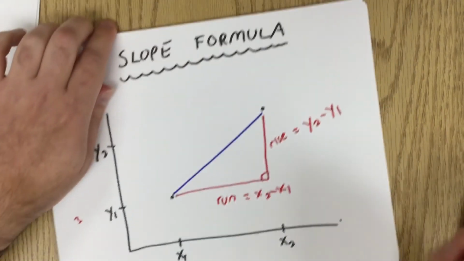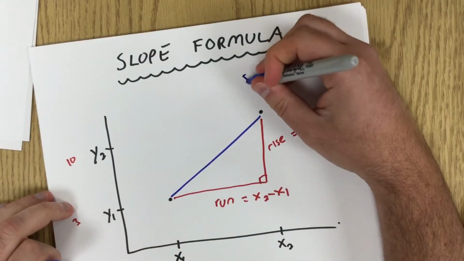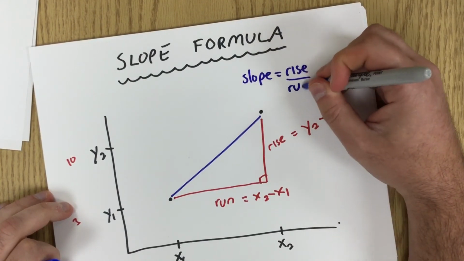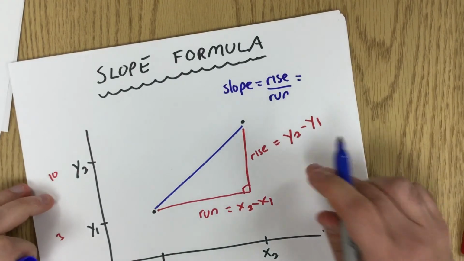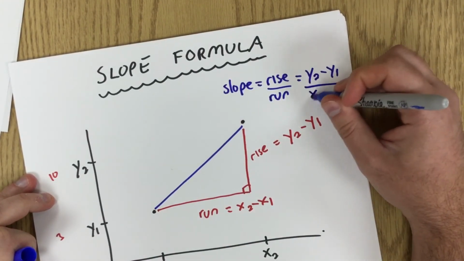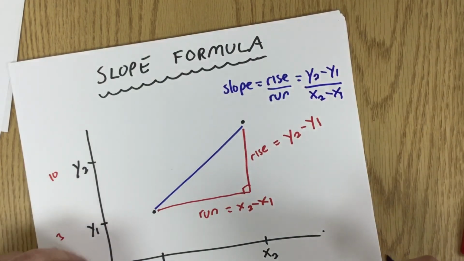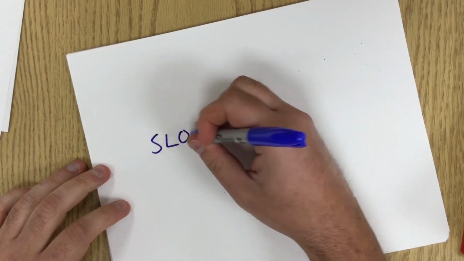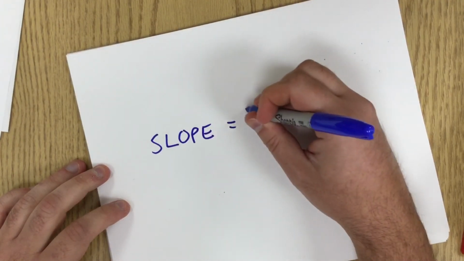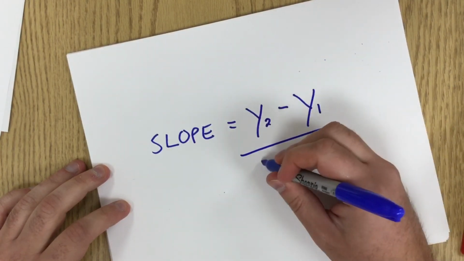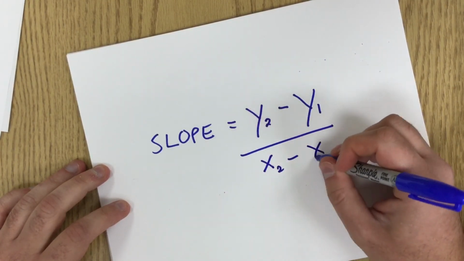And then the slope is rise over run. And then the formula is, for the rise, it's going to be y2 minus y1 over x2 minus x1. Or just to rewrite it, the slope is y2, the second y, minus y1 over x2 minus x1.